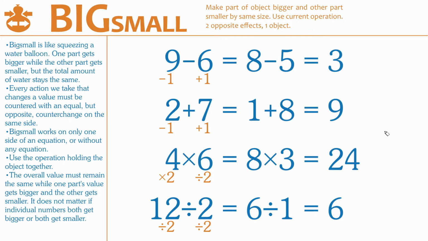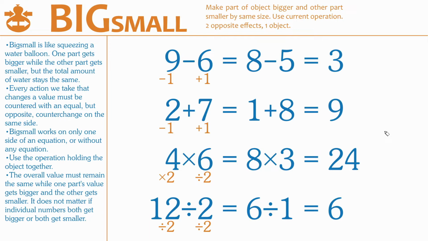BigSmall. Make part of the object bigger and the other part smaller by the same size, and use the current operation. So, complementary to balance, we're going to have two opposite effects on one object or one side. This never crosses the equal sign. Balance, remember, was one effect, two sides. This is two effects, one side.